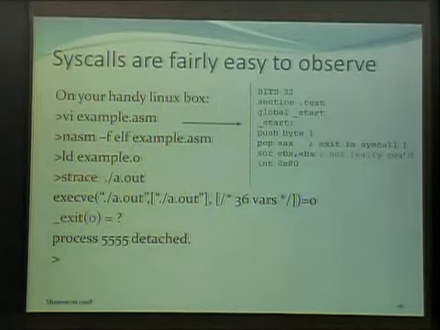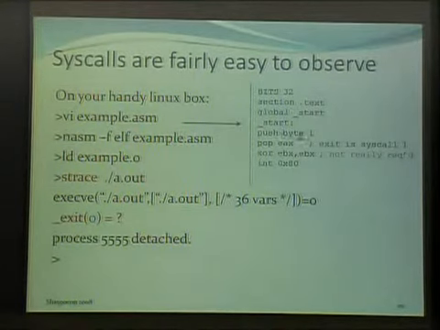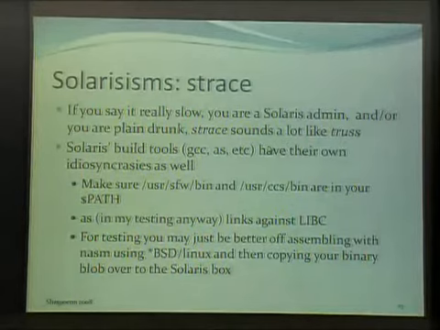All right, another kind of neat thing. Syscalls are pretty easy to observe. So take out your handy Linux box, open up an editor, and type in this stuff over here you see on the right. So we have 32-bit assembly. We have a single section, a single global symbol. We push the byte 1. We pop it into EAX because we know that exit is system call 1.